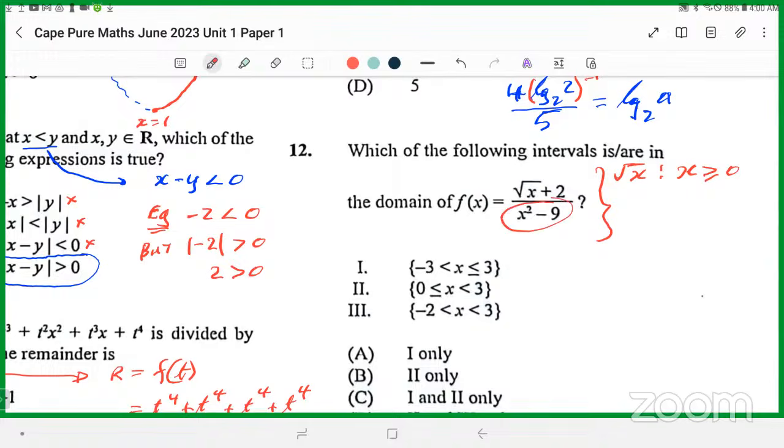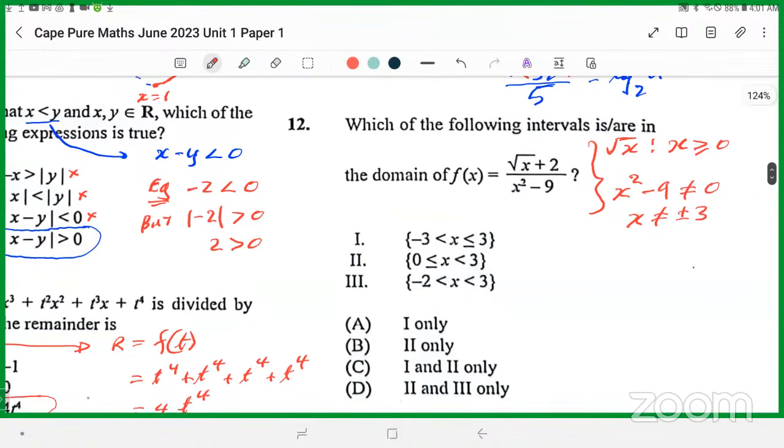And then for this denominator, it can't be 0. Can't divide by 0. So your x squared minus 9 cannot be 0, so x cannot be plus or minus 3. All right, so what are the answers here? We're trying to make this valid on. So first thing, you have to be greater than or equal to 0. That's what this is saying. That's this part.